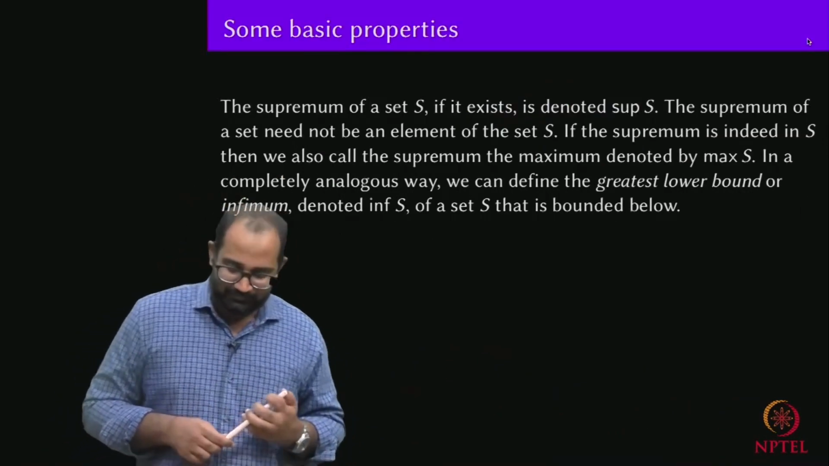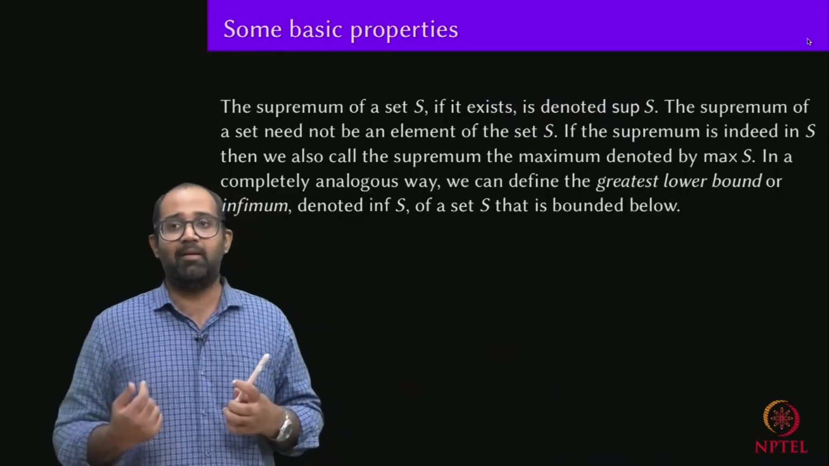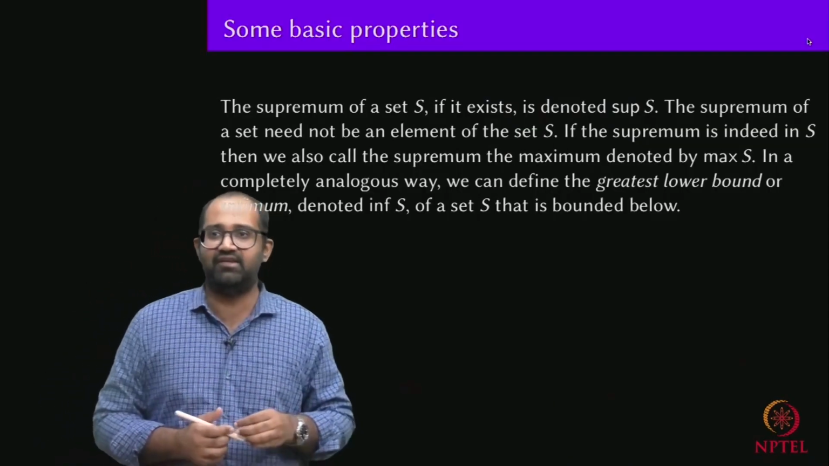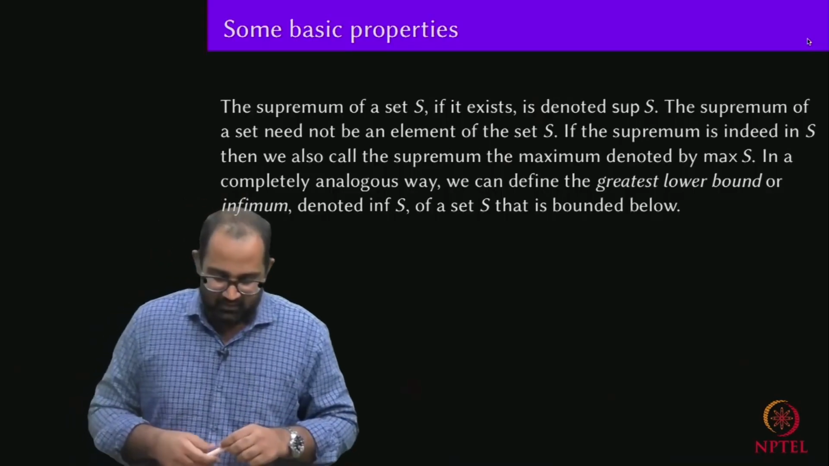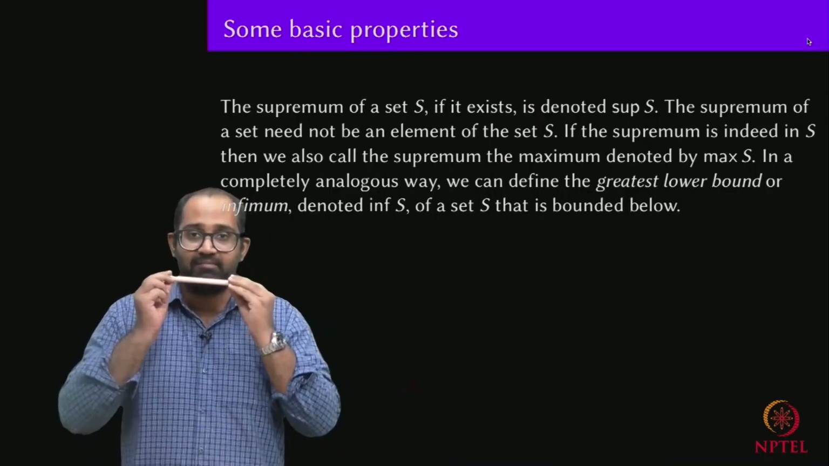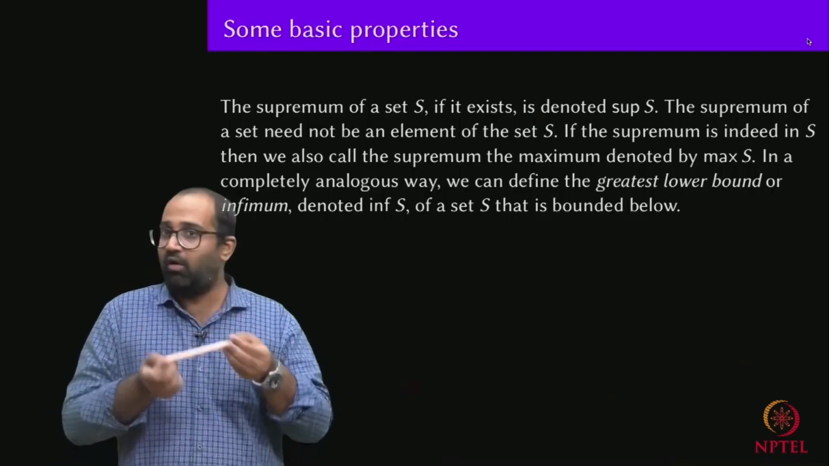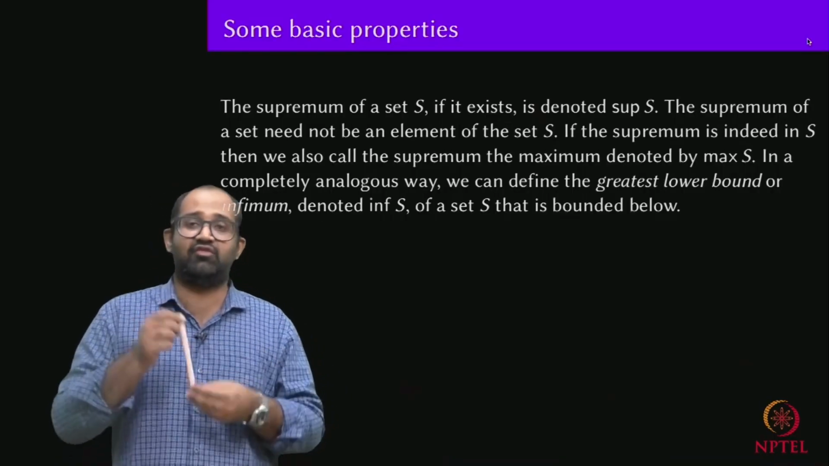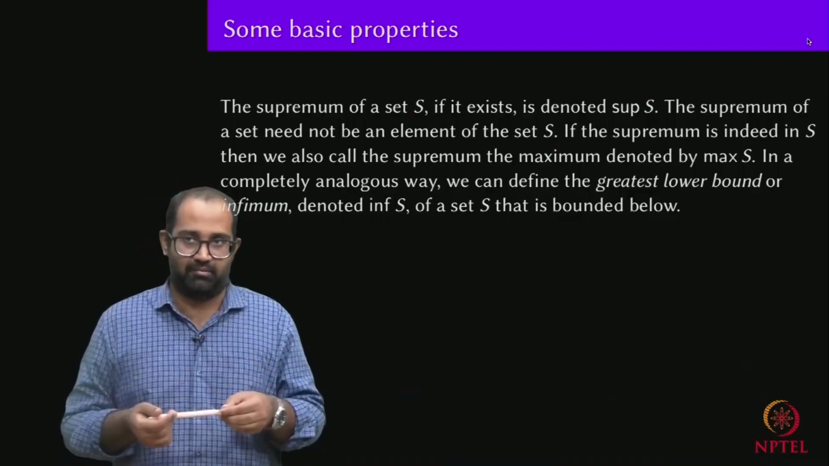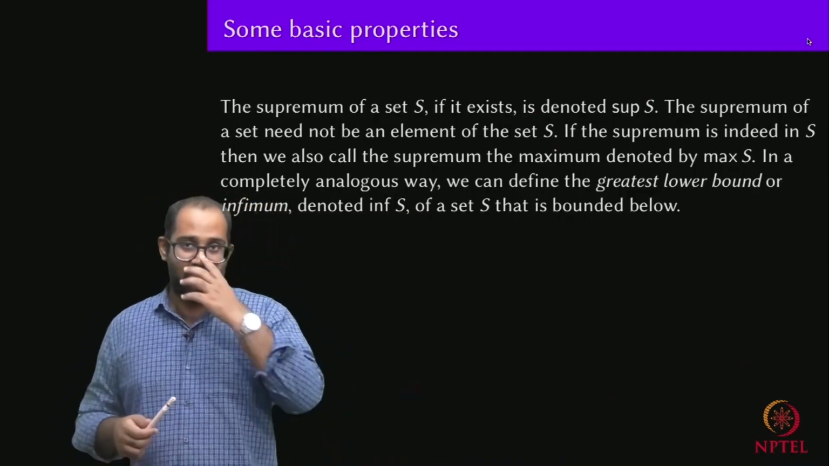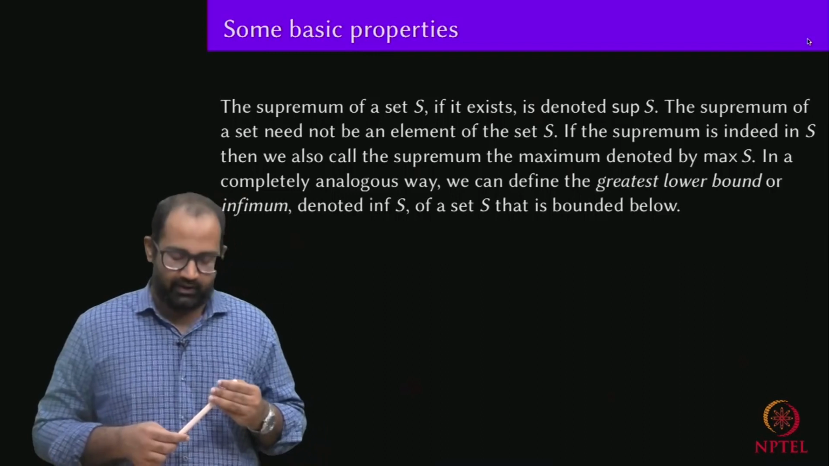Now, coming back, if the supremum happens to be in the set S, then we say the supremum is the maximum. So, the maximum will always be in the set. Maximum need not always exist. Supremum also need not always exist. Even if the supremum exists, it need not be the maximum. I hope you can unwind everything I said very quickly.